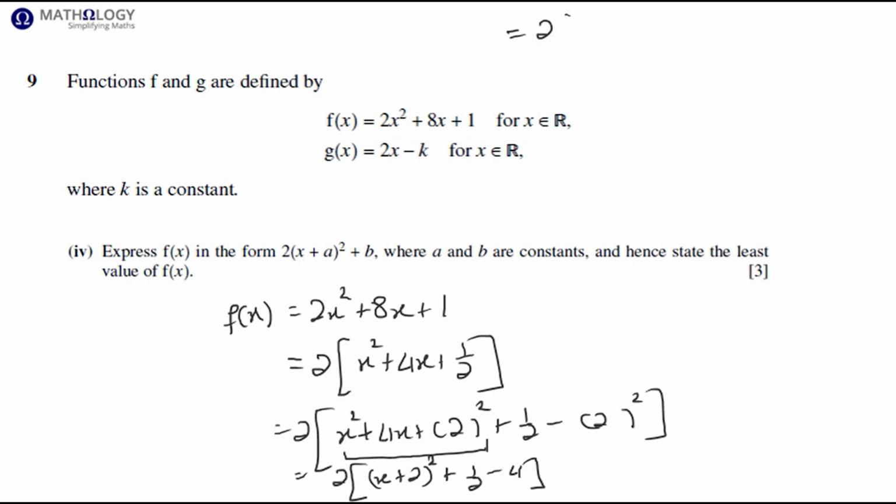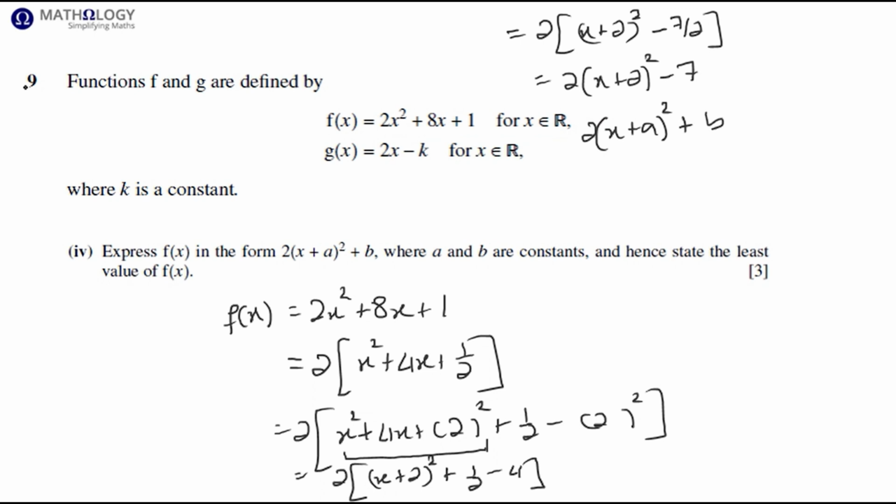So that will equal 2 times (x plus 2) all squared minus 7 over 2, and bringing the 2 back into the square brackets, 2 times (x plus 2) all squared, 2 times minus 7 over 2 is minus 7. So it is now in this form, 2 times (x plus a) all squared plus b, so we can infer that a equals 2 and b equals minus 7.